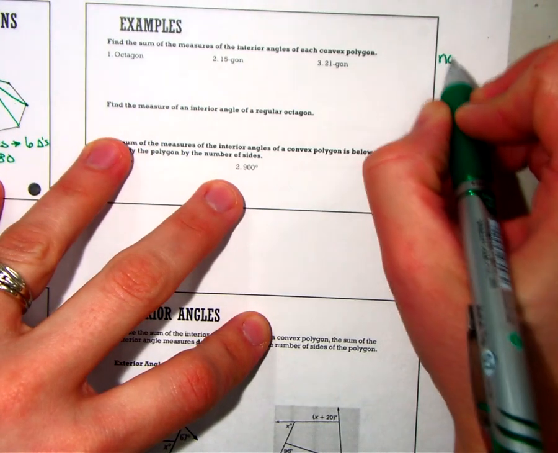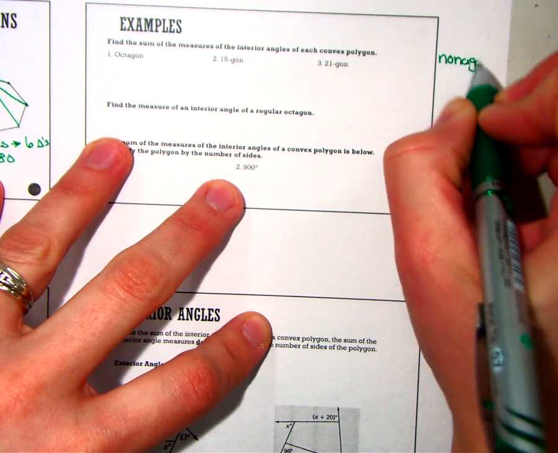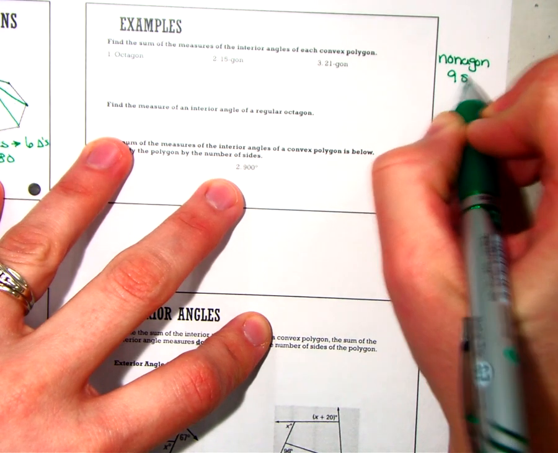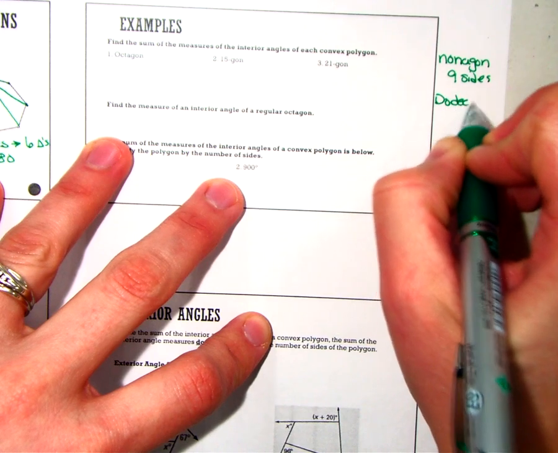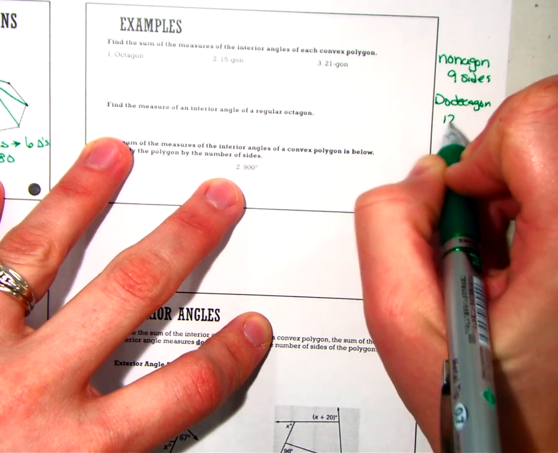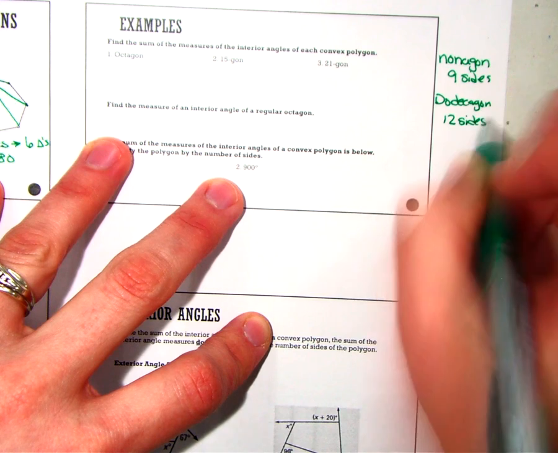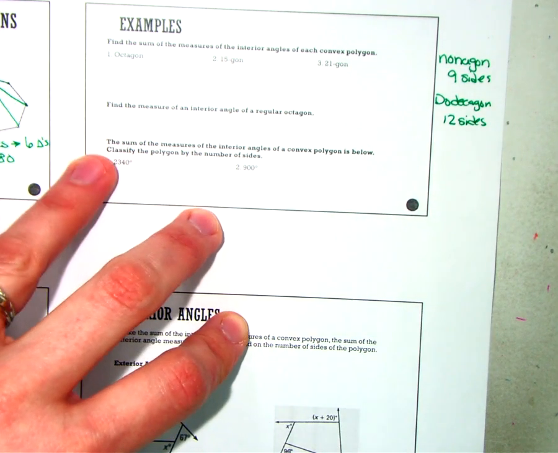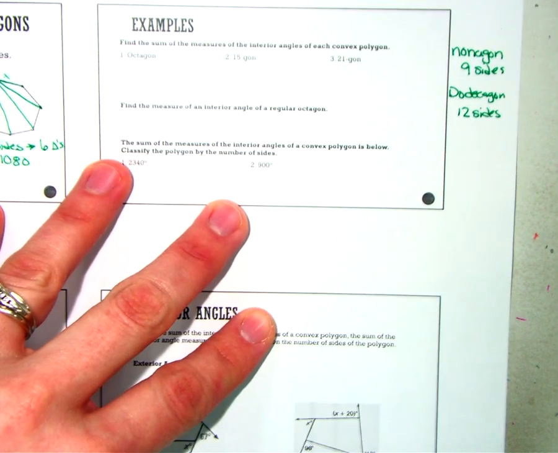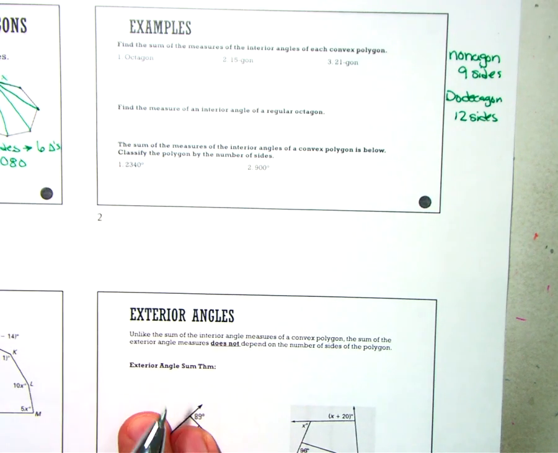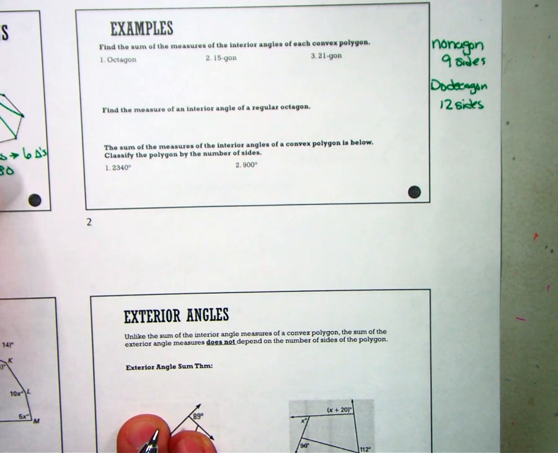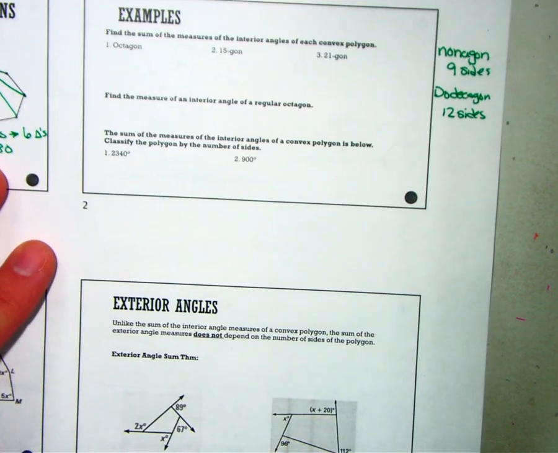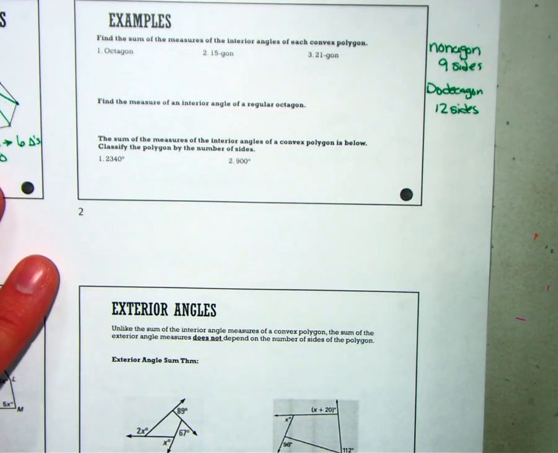So if you want to write that off to the side, if you see a nonagon on your homework, that is 9 sides. And a dodecagon is 12 sides. The other ones I think you could probably figure out. For example, you might see decagon, decade. You might be able to figure those out just using things that you already know.